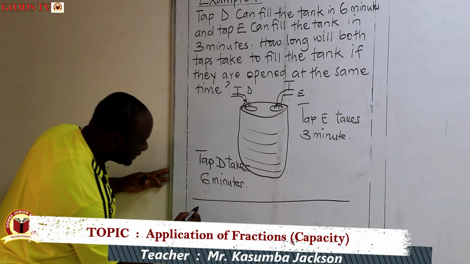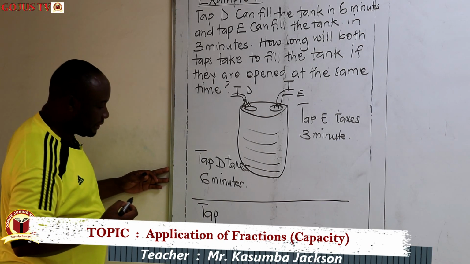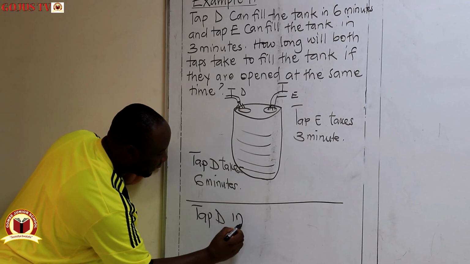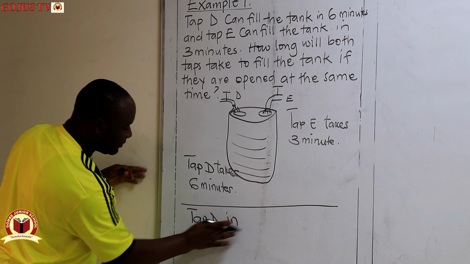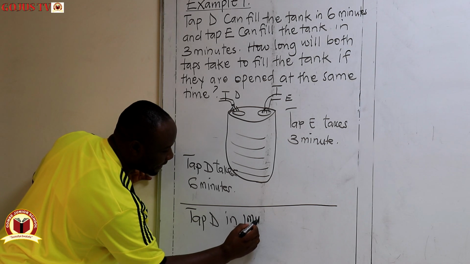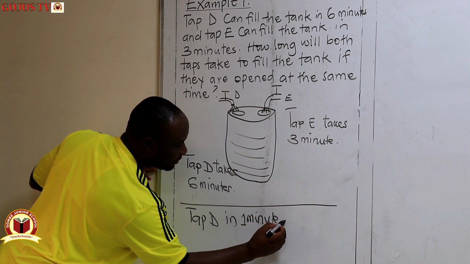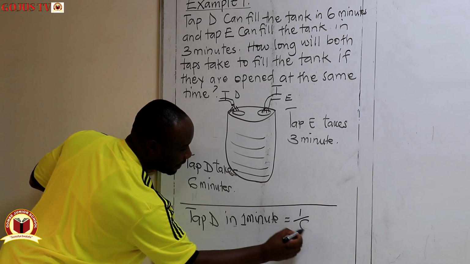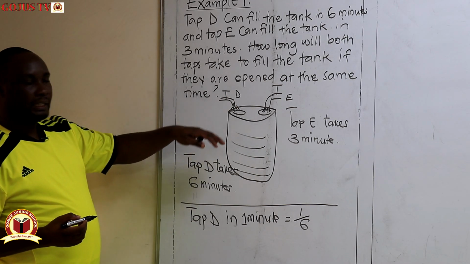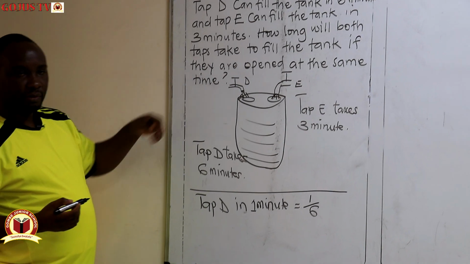We shall find out the fraction tap D will put in our tanker in 1 minute. Tap D in 1 minute will fill a fraction which is 1 out of 6, 1 out of 6 each minute. At the end of the day, you will see that by the 6th minute it will be full.